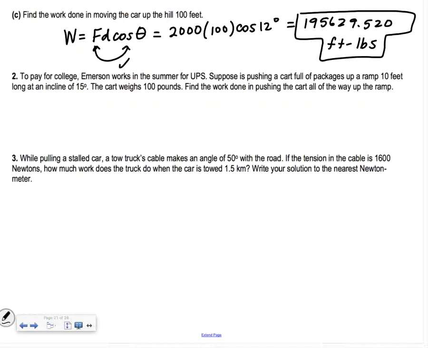All right, suppose he is pushing a cart full of packages up a ramp 10 feet long at an incline of 15 degrees. So let's try drawing the picture again. The cart weighs 100 pounds. So that's the force that's going straight down. We have a parallel and a perpendicular. Find the work done in pushing the cart all of the way up the ramp.